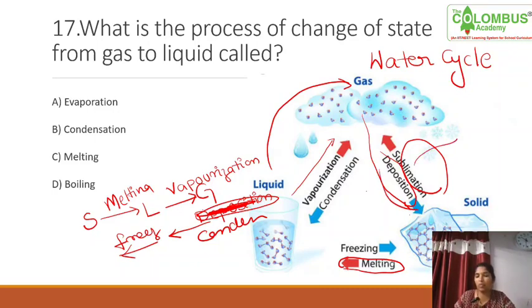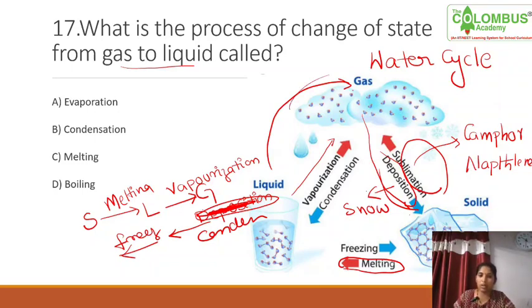Example for sublimation is camphor, karpura. Naphthalene balls are examples where they directly convert from solid to gas. Now, what is the process of change of state of gas to liquid? Gas to liquid. What is this? Condensation.